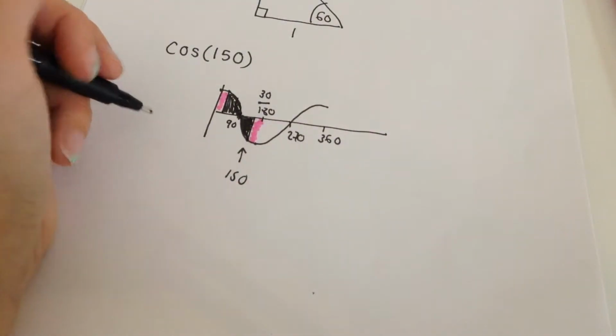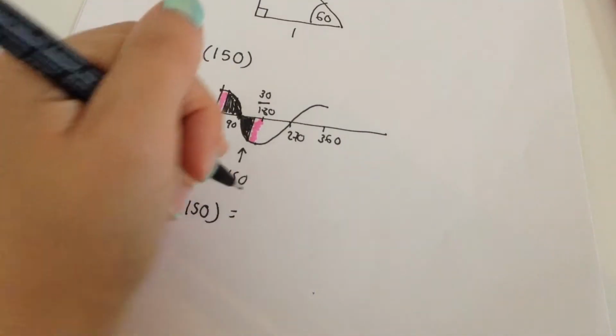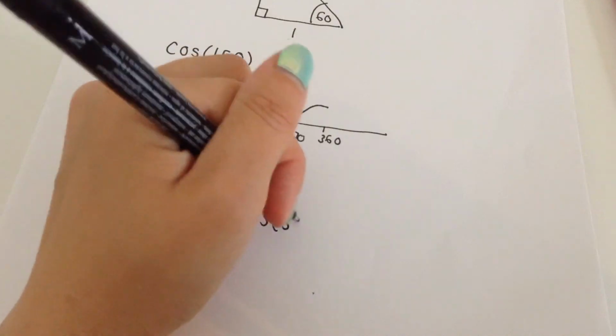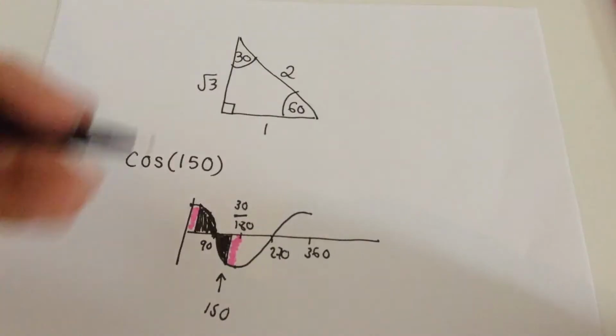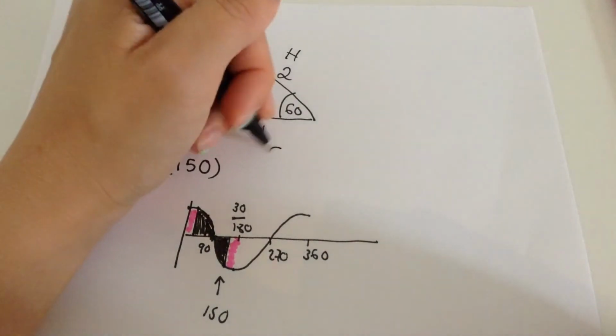What was I doing? So, cos of 150 is equal to cos of 30. And according to this picture, cos of 30, adjacent over hypotenuse, is root 3 over 2.